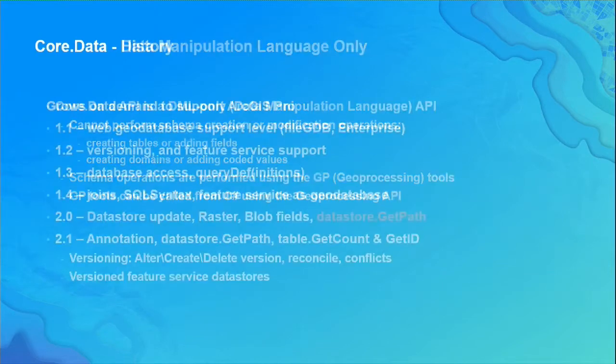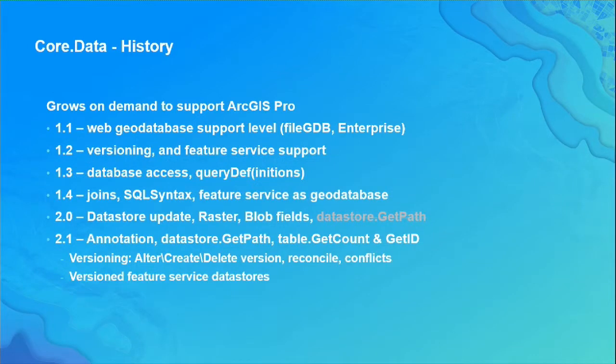So the pattern that we wanted to take with the CoreData was that we started with a minimally complete story. We matched what ArcGIS Pro could do at that current release. It's been released for 6 releases now. It's quite a bit. And each release it has grown with the functionality that Pro has. We started out with the Web GeoDatabase simple data model support for file and enterprise geodatabases. This is tables, feature classes, relationship classes, domain subtypes. And we've grown from there.